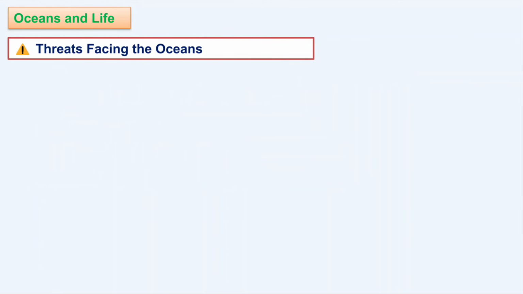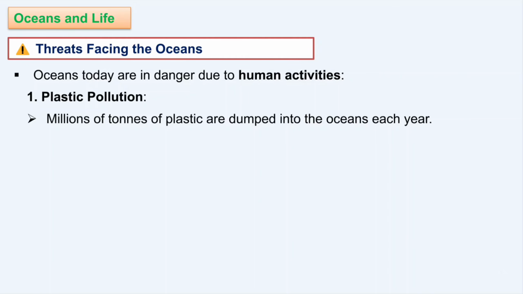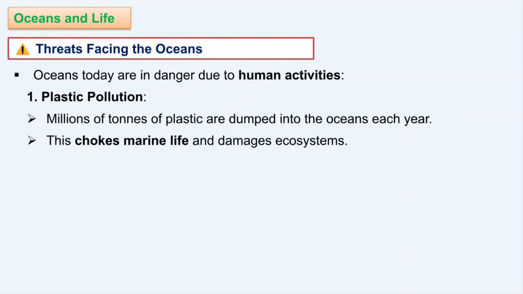And what are the threats faced by the ocean? There are so many threats which the ocean is facing, and we are the ones doing all those things, the human activities. So oceans today are in danger due to human activities. How? Can anyone of you tell how? Because millions of tons of plastic are dumped into the oceans each year. We are dumping all the garbage over there, which is polluting the ocean. This chokes marine life and damages the ecosystem. Chokes means danger. It is danger for the marine life, as we have studied.